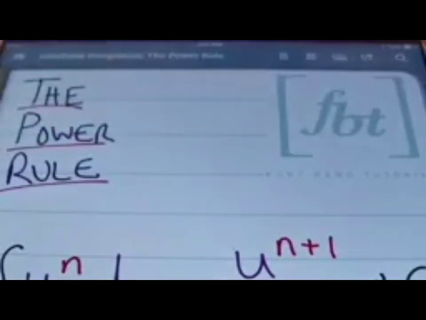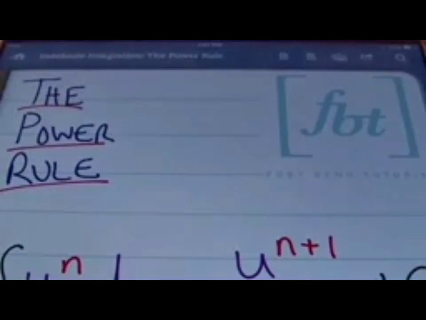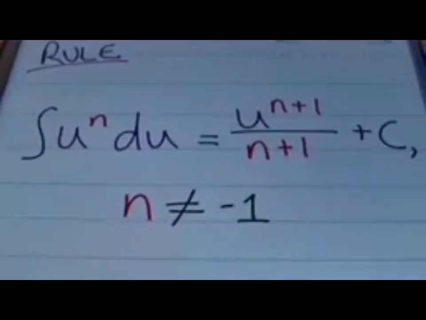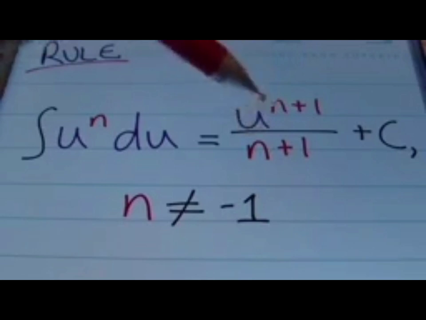That's right, finding out how to integrate, finding the antiderivative. So that's what the focus of this video is going to be about. First, let's look at what the power rule is. Here we have the integral of u to the n du, which is equivalent to u to the n plus 1 divided by n plus 1, plus your constant of integration.